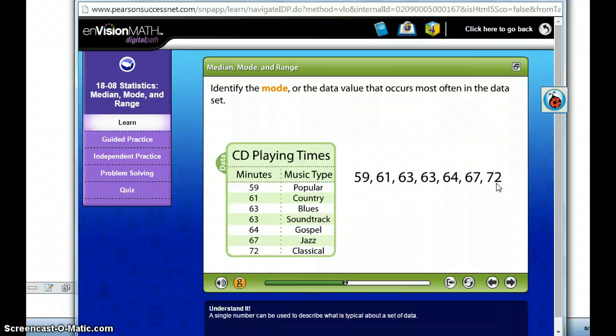Is it possible to have no mode, Corey? Yes, it is. And then you simply write no mode. That means each number in your set of data is only listed once. How many times do you see the number 63 in the set of data? Twice. The number 63 is in the data set twice.